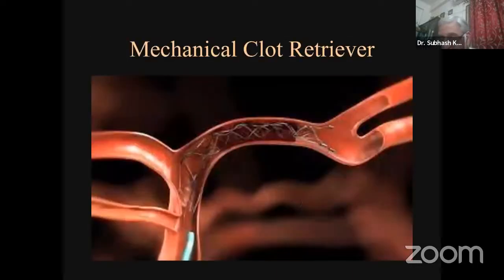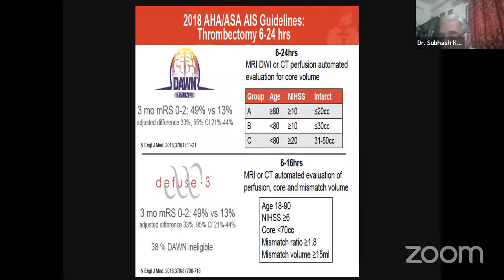Now, in mechanical thrombectomy, this is a clot retriever, a mechanical device by which we pull out the clot, called a disposable stent. Names are Solitaire, Trevo. There are many kinds of clot retriever. But there are strict criteria. Everybody cannot be subjected to this. There are strict criteria. You have to look at the infarct volume. What is the core of the volume?